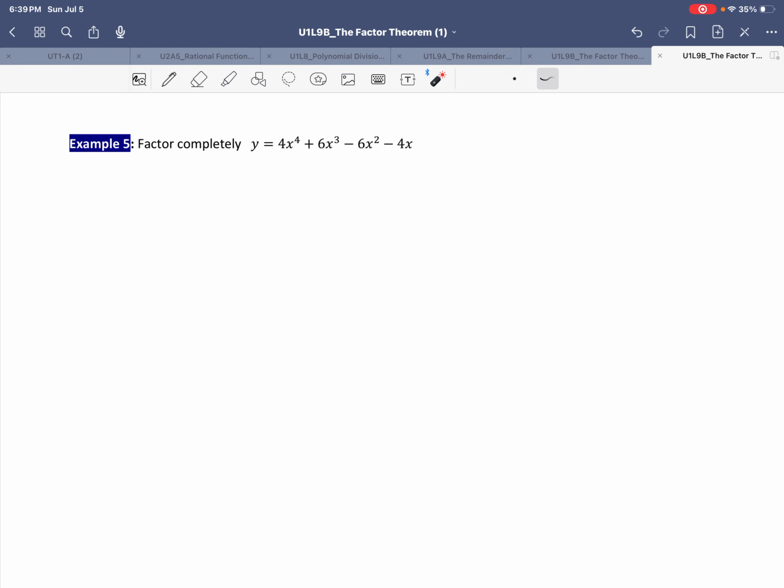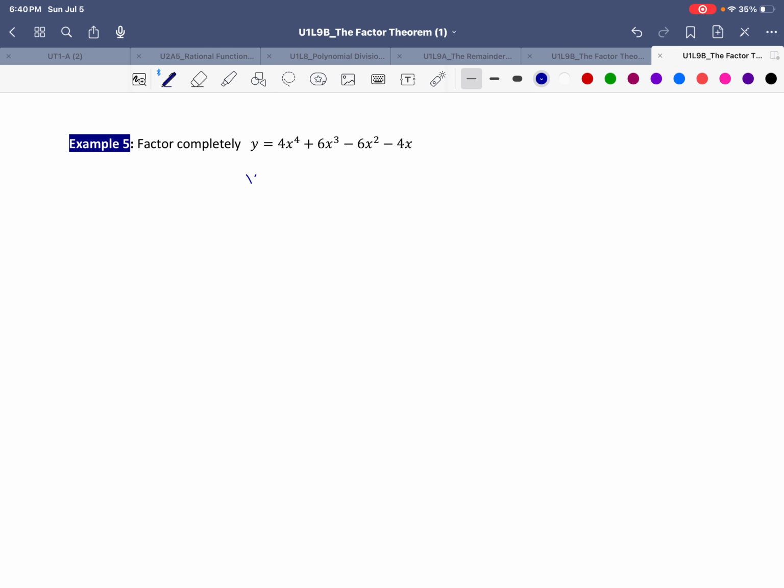We'll continue with the second part of the factor theorem lesson, and we're down to example number 5, where we want to factor completely y equals 4x^4 plus 6x cubed minus 6x squared minus 4x. So we're going to start off by checking for greatest common factor.